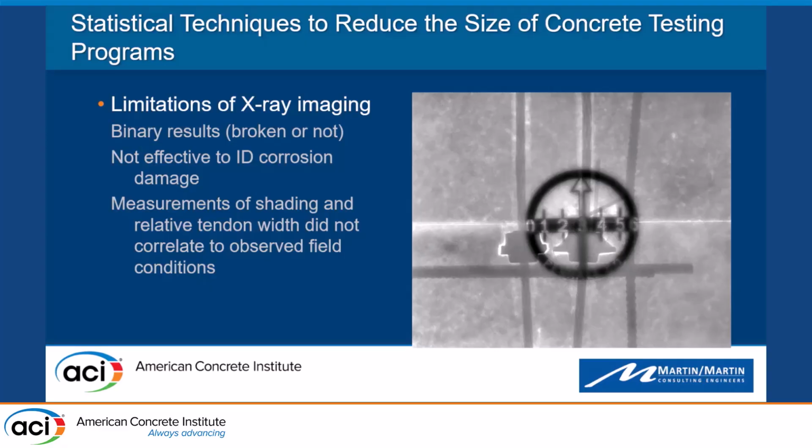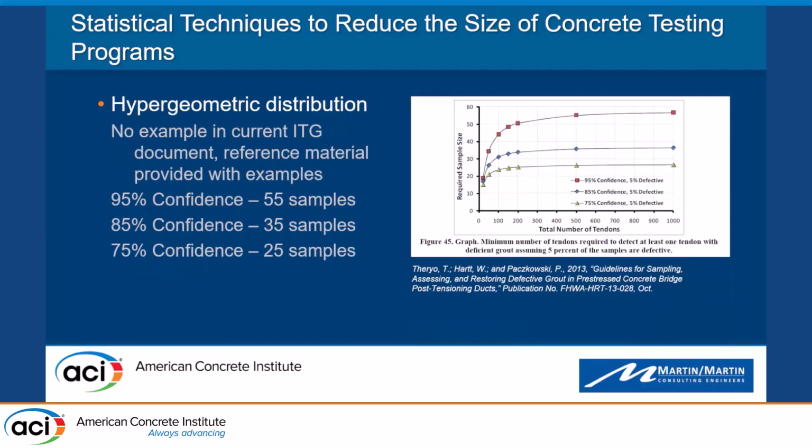So I was measuring relative tendon width to see if I was getting a reduction in section. That would suggest that I had severe corrosion. I was looking for different shading patterns. Shading in an X-ray represents different densities of materials. And so if I had shading patterns that didn't make sense, that may suggest that I have severe corrosion. And we really didn't find a good correlation between our NDT measurements and what we found in the field in destructive testing.